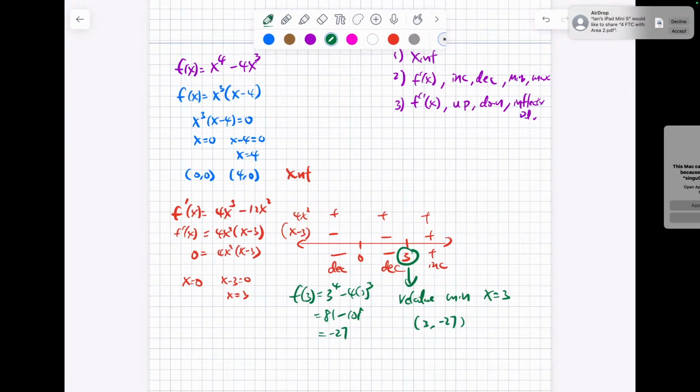Any questions here? Because with a maximum or minimum, I need to find out where it is, right? I need to plug into the original function to find the coordinates.